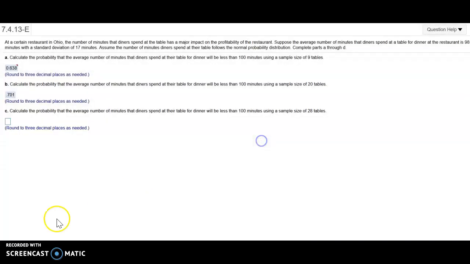Okay, so let me know if you have any more questions. You're going to do the next one the same way, except now n is going to be 28.